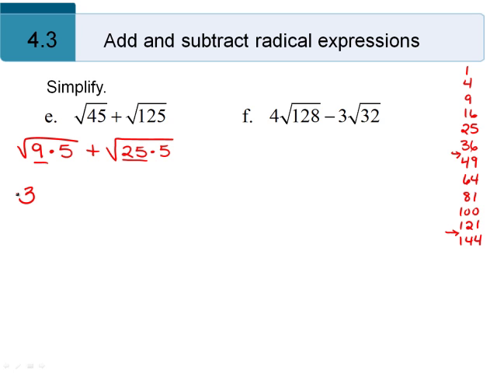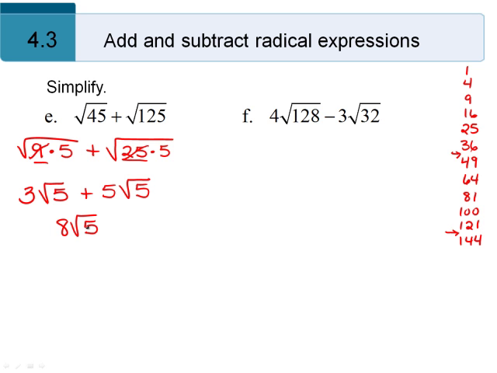All right, so the square root of 9 is 3. That comes outside, and we're left with the square root of 5 on the inside. Okay, plus over here we have the square root of 25 comes out as 5. 25 is gone, and we're left with the square root of 5. Okay, so now we do have like radicals. They're both square roots of 5. So 3 square root of 5 plus 5 square root of 5 would be 8 square root of 5, just like that.